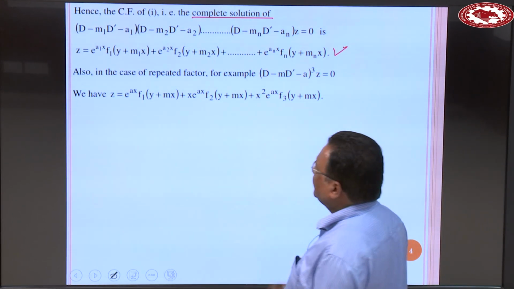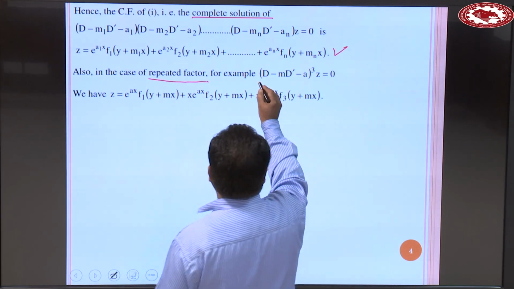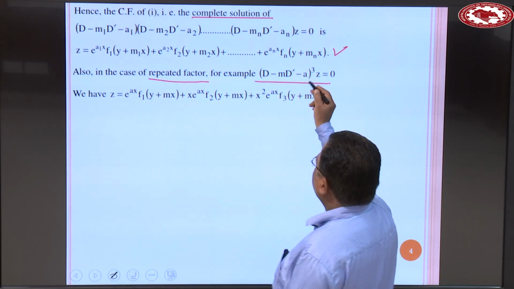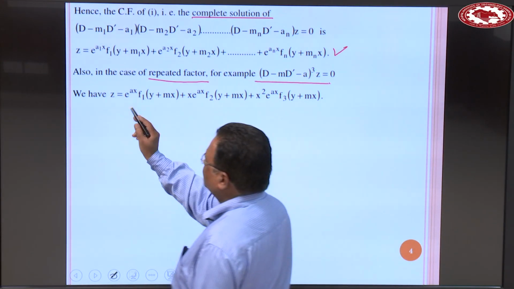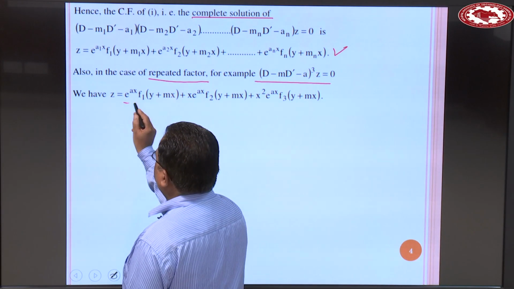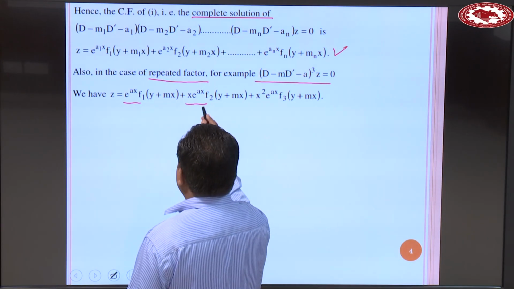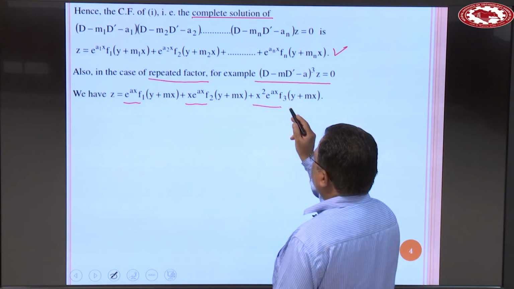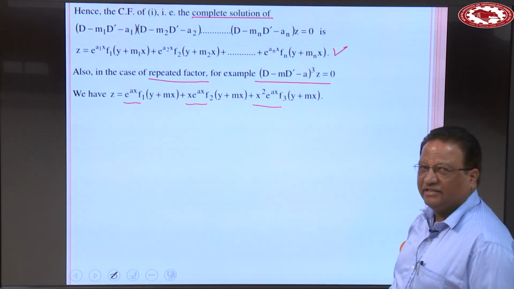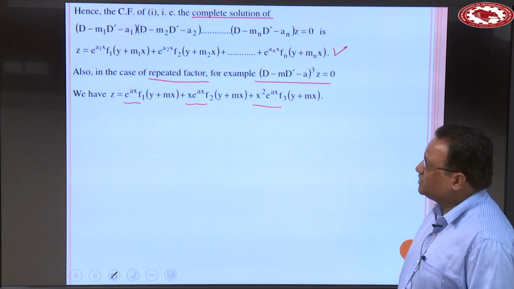Also in case of repeated factors, repeated factors means (D minus mD' minus a) cube z is equal to 0, then the solution can be written as e raised to power ax f1(y plus mx), then x e raised to power ax function of y plus mx, then x square e raised to power ax function of y plus mx. So in this way you can write the complete solution.